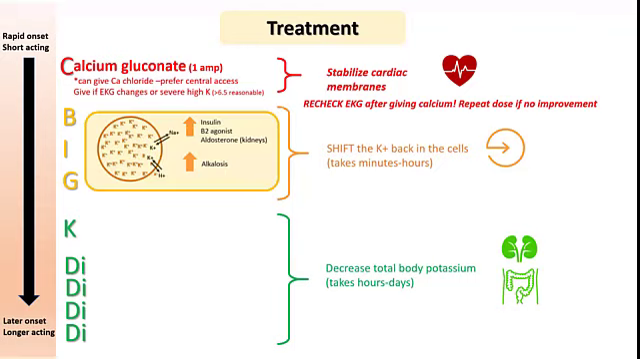Next, for temporizing the shift of potassium back into the cells. Typically, these measures take on the range of minutes to hours. And thinking back to our basic physiology, we can use this to our advantage when we think about our treatment options. We'll start with the B for beta-2 agonist.